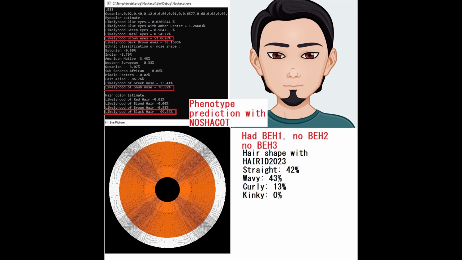And in the picture, I depicted him as having East Asian or Mongoloid eye shape. The reason I depicted him that way is because at the time I was making the picture, I was only looking at his DNA results with NOSHACOT, and NOSHACOT did not genotype him for EDAR. So I just assumed that this person would probably have East Asian EDAR. But in hindsight, I was wrong because he actually didn't.